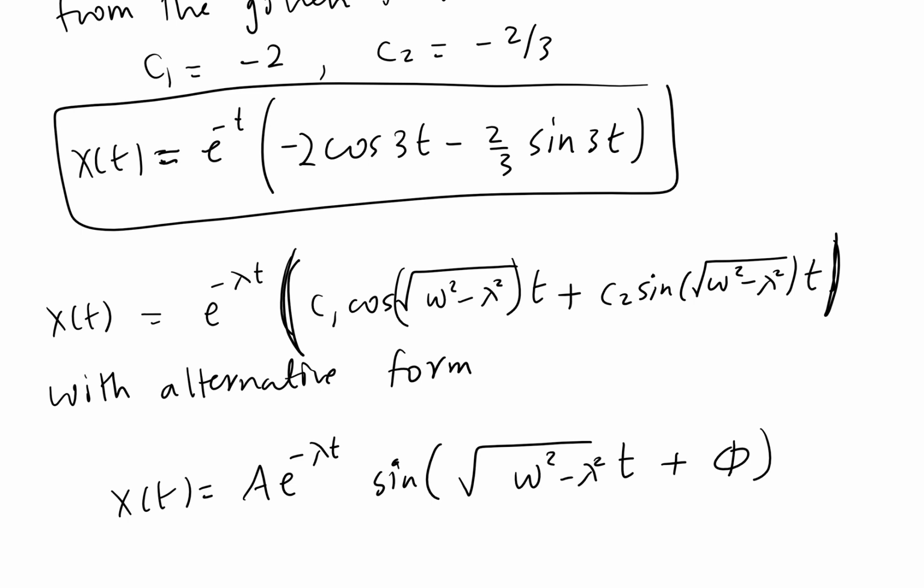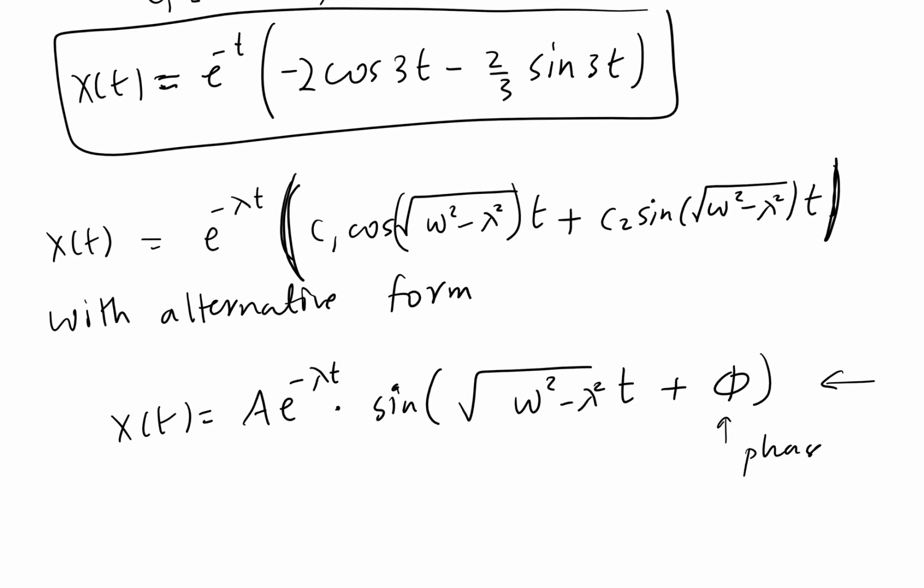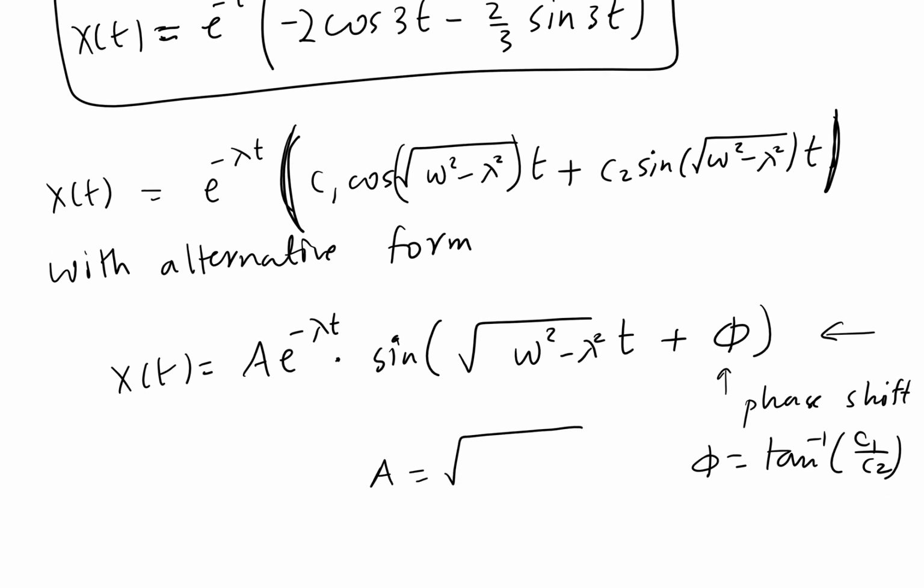So whatever solution I just got in the box, we can rewrite it with this form. That's just an alternative form for the solution. Phi here, if you remember, is called the phase shift. And to solve for phi, if you remember, we do tan inverse of c1 over c2. And to solve for A, it is the square root of c1 square plus c2 square. All this is from the previous section. So this part here is called the damped amplitude.